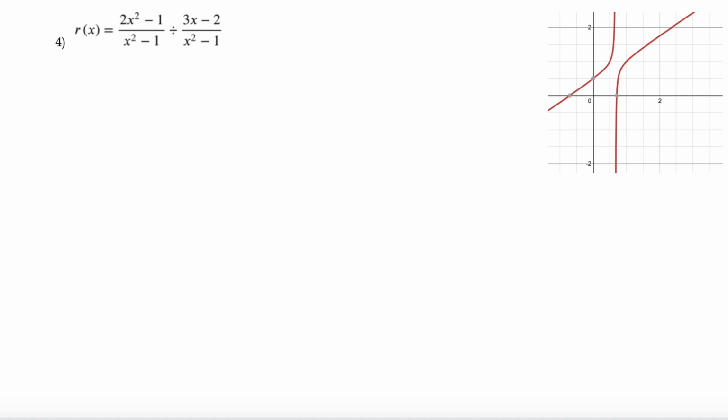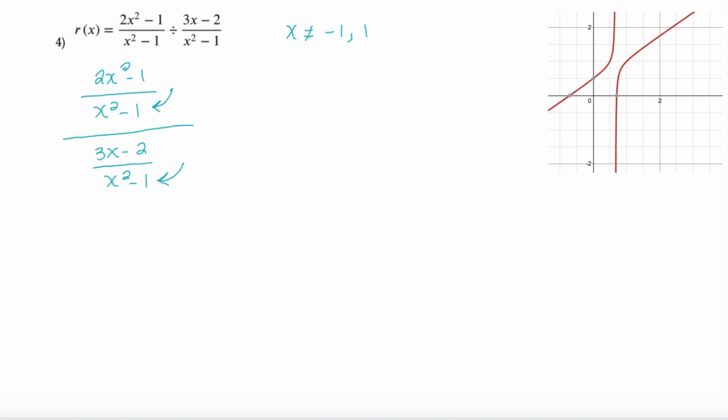With number 4 here, I'm going to rewrite this as 2x squared minus 1 over x squared minus 1, and use our old traditional division of 3x minus 2 over x squared minus 1. Because we have two denominators we need to worry about, which seems kind of strange. We have the denominators of x squared minus 1, so we already know from the last example that x can't be 1 and x can't be positive 1 from those denominators.